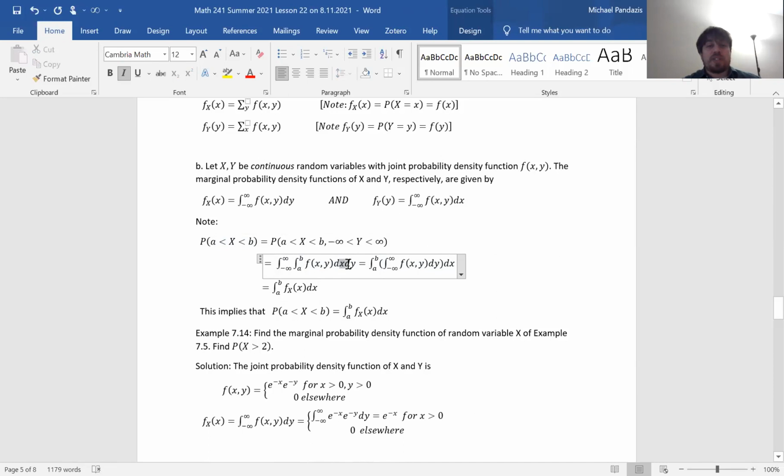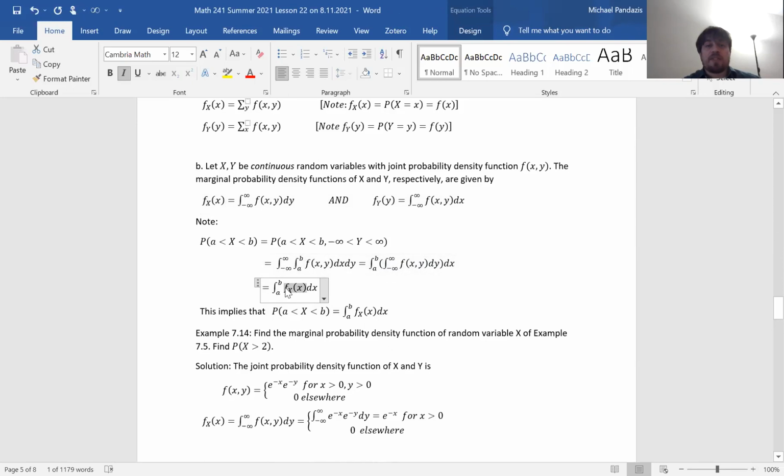You have to switch this, and you have to switch the integrals. So both have to be switched, otherwise it's wrong. And then this is equal to the integral from a to b, but while this thing, the integral from negative infinity to infinity of f of x comma y dy, that's f sub x of x, right? So this thing in parentheses here is f sub x of x.